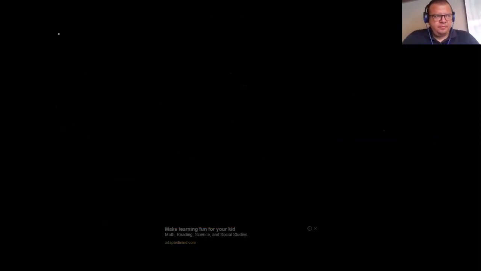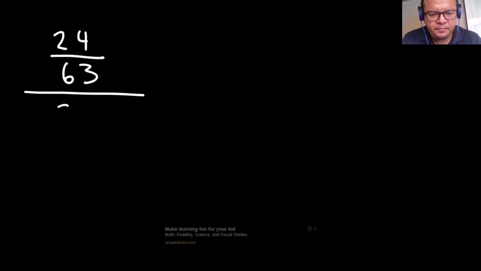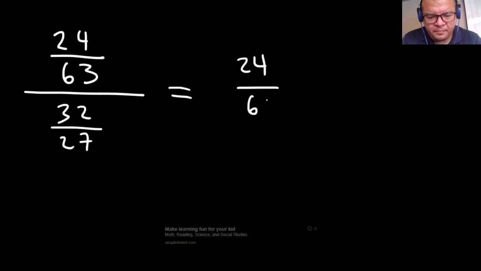Sometimes you may need to divide two fractions in this form. So let's say if we have a fraction over another fraction. So we have two fractions placed in one big fraction. How can we divide those two fractions? It's important to understand that this expression that we see here is equivalent to this expression. It's 24 over 63. And this big fraction means divided by the other fraction, 32 over 27.